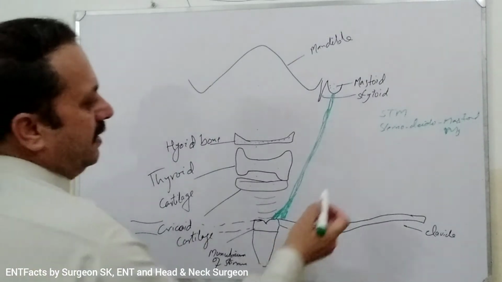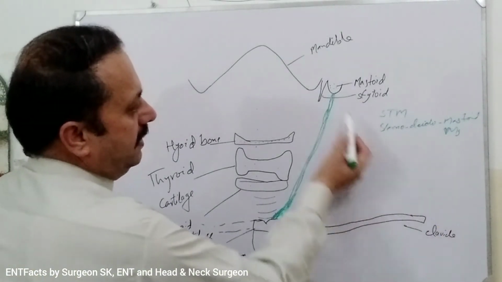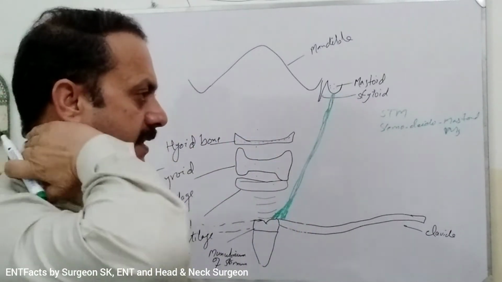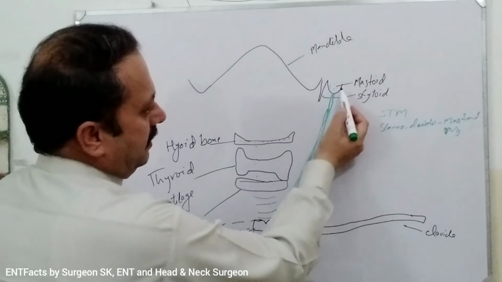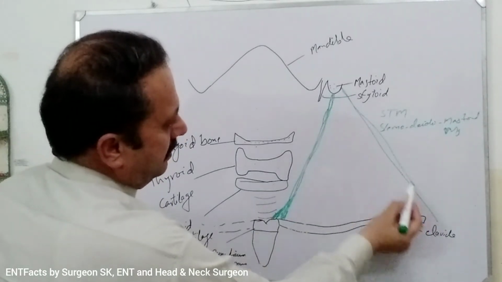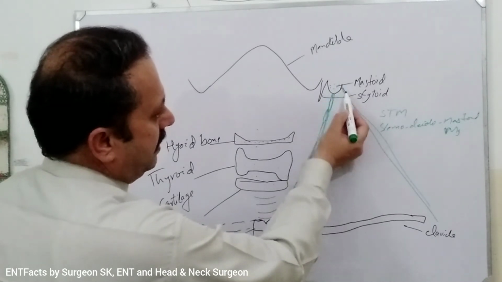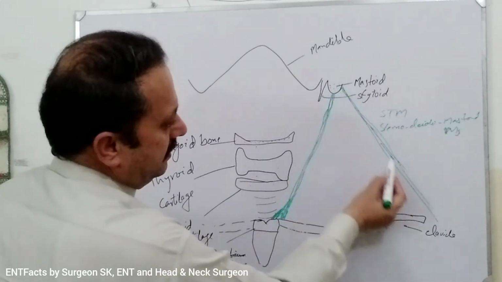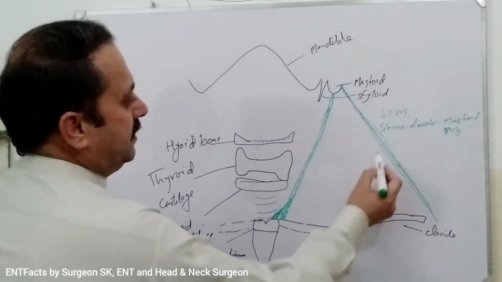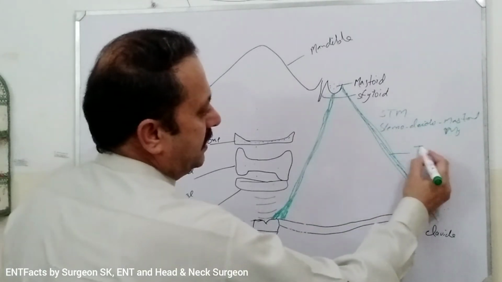Here, more laterally, a muscle arises from the back of the head, the neck, and the thorax. A very big muscle. It arises from the back of the neck and head. That muscle is called trapezius muscle.